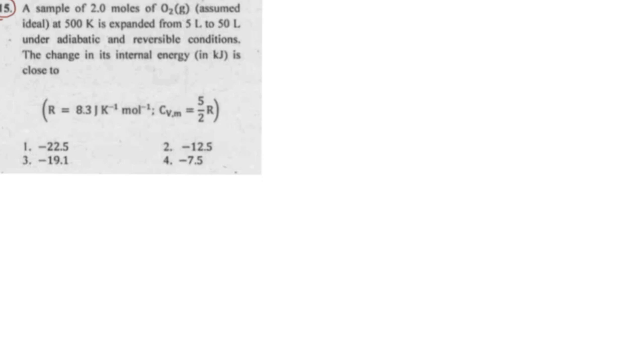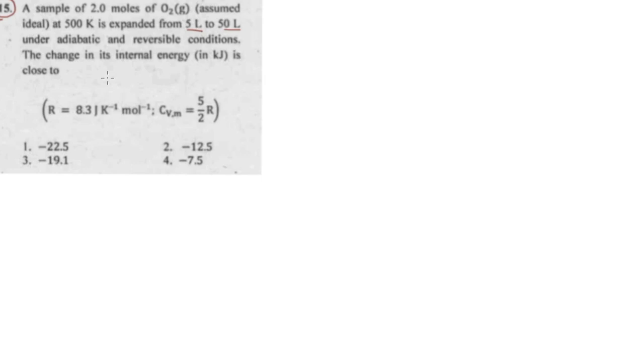The question says that for adiabatic reversible expansion, you have to find out the work done, or the internal energy. Since delta Q will be equal to 0, your internal energy will be equal to the work done. So that's what you have to find out. That is one of the things which is very clear. It's given that a sample of 2 moles of oxygen is assumed ideal at 500 Kelvin, expanded from 5 liters to 50 liters, under adiabatic and reversible conditions.